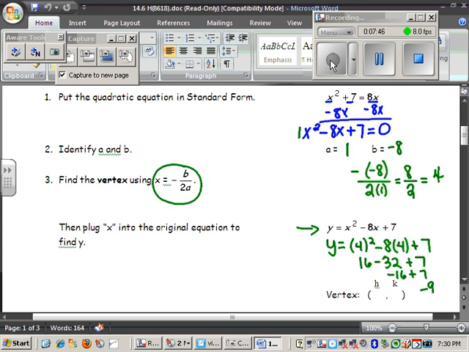So my h value, or my x of the equation, h and x are the same thing, my h value is going to be 4, and my y value, my k, will be negative 9.